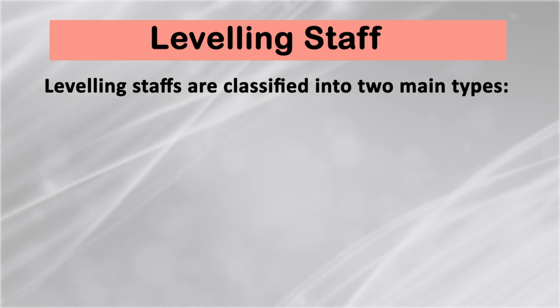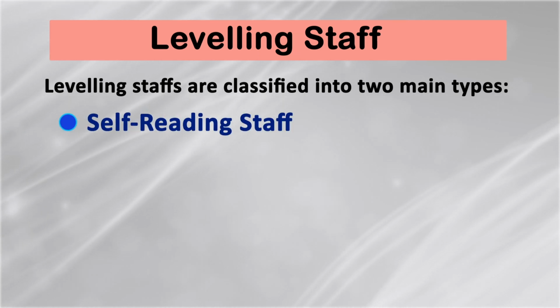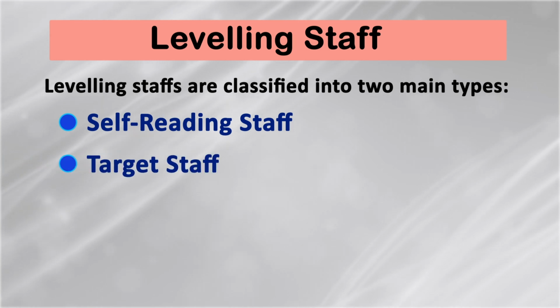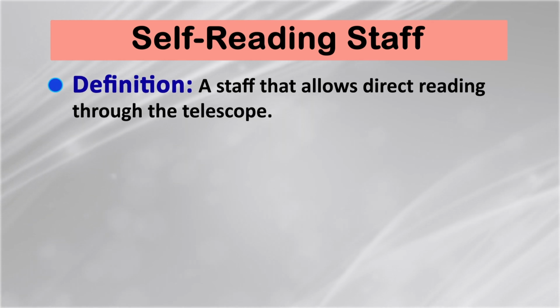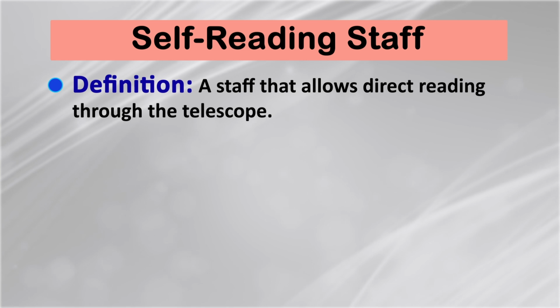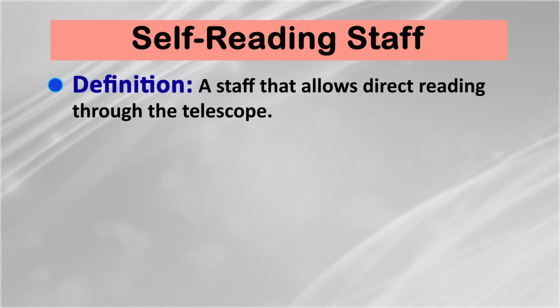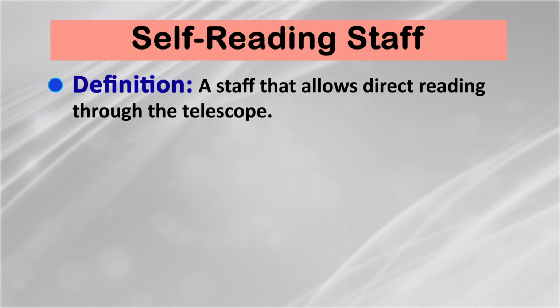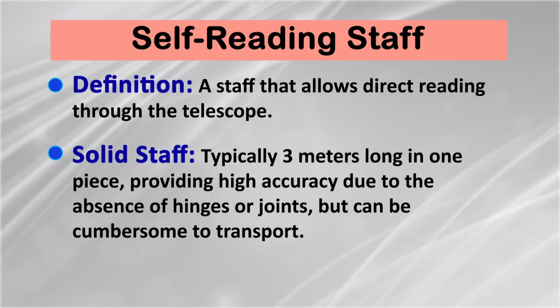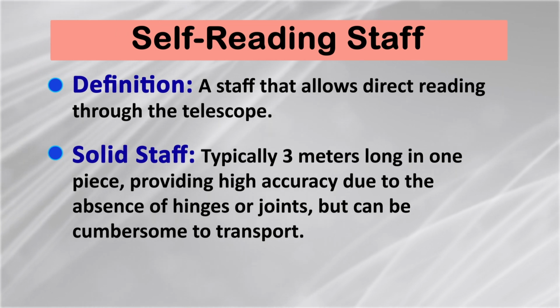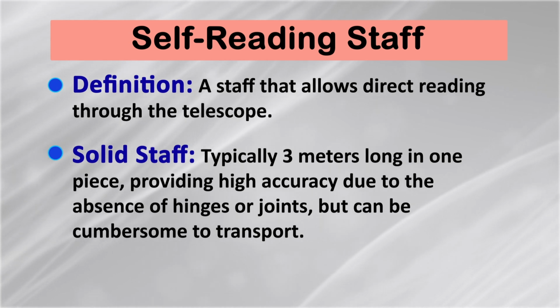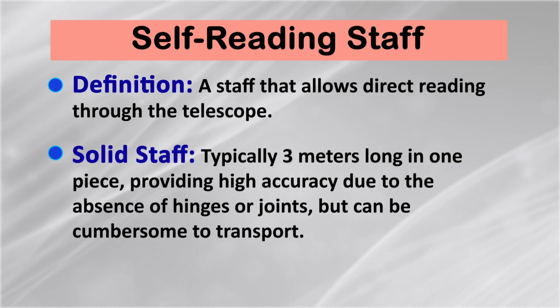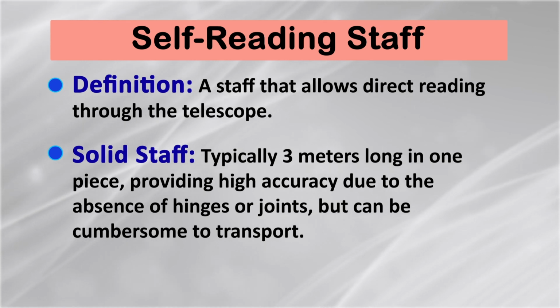The first one is the self reading staff and the second one is the target staff. So, a self reading staff is a staff that allows direct reading through the telescope. There are basically 3 or 4 types. The first one is the solid staff. It is typically 3 meters long in one piece, providing high accuracy due to the absence of hinges or joints, but can be cumbersome to transport.